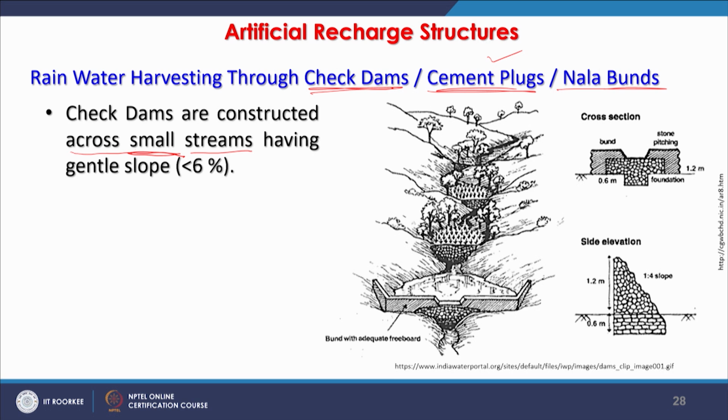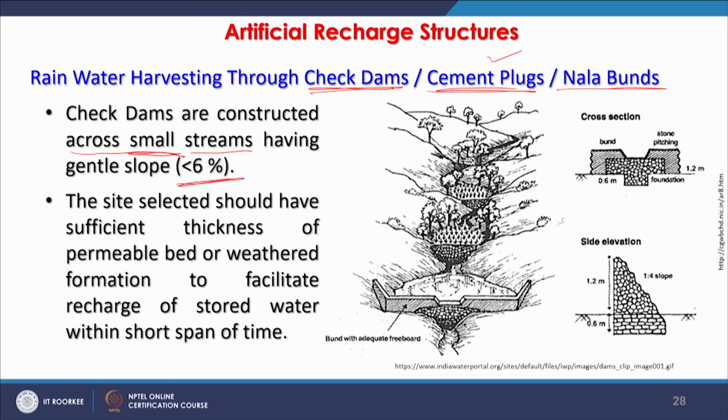Only along small streams, because you will not have much water to store, and secondly the simple structures will stay through all seasons, including the monsoon season. And once the slope is less, these will also last for a long time. This is how the design can take place.